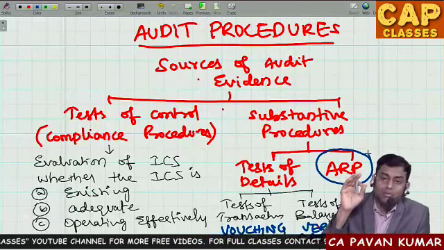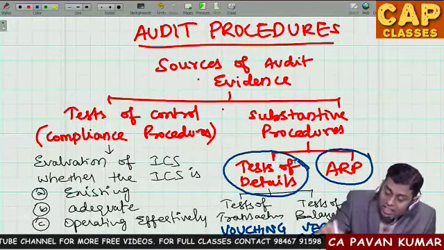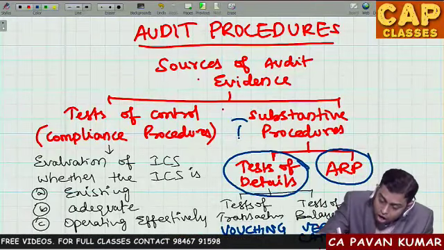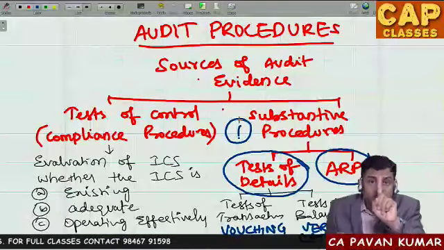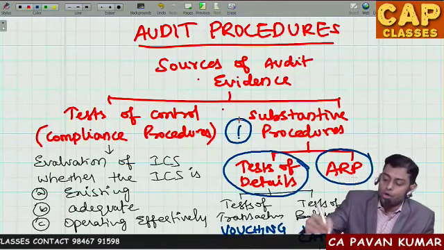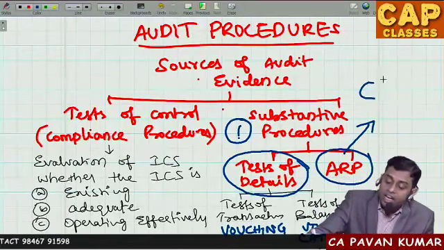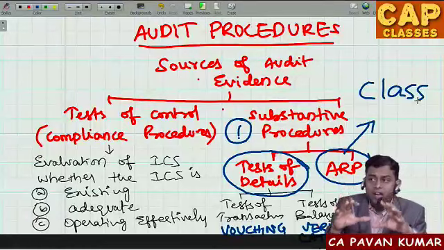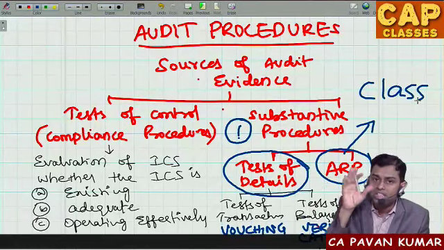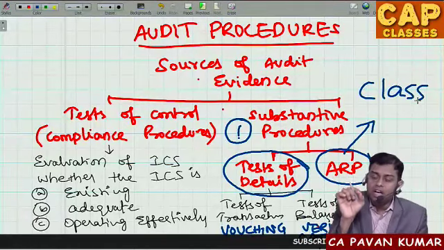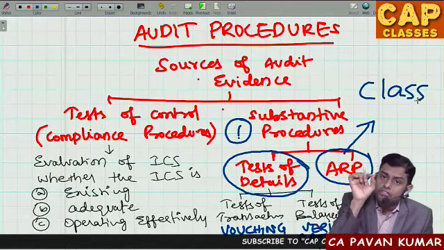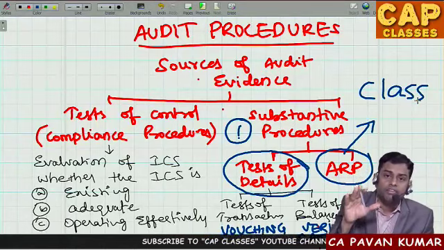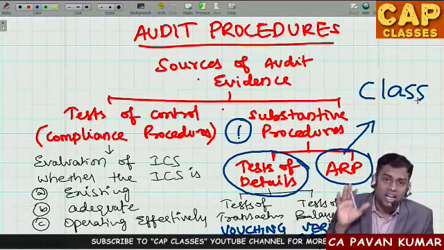So try to understand one thing. Tests of details are there, no? It evaluates one transaction or one balance, one single individual item. This ARP is there, no? You are thinking of the class of transactions or class of balances. So if you are thinking of the total debtors, that means you are doing something ARP. If you are thinking about we sold goods to Y Limited, if you are applying some audit procedure about Y Limited, then it is tests of details.